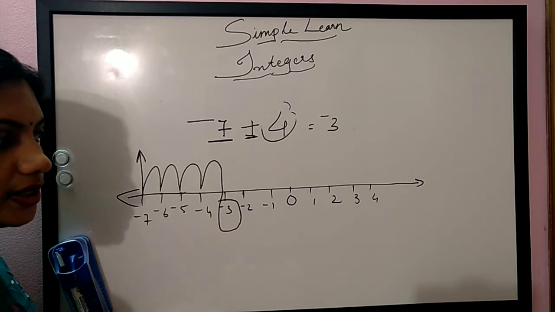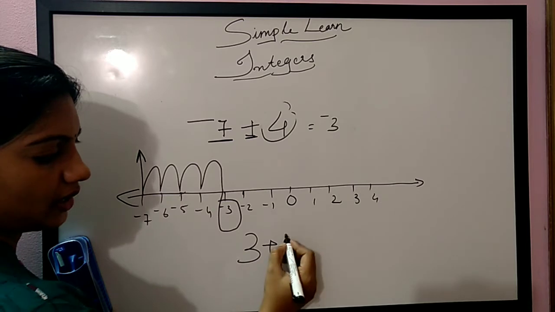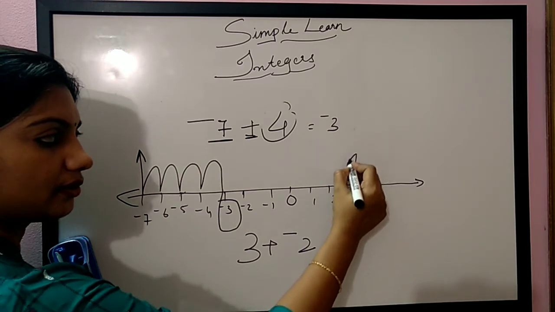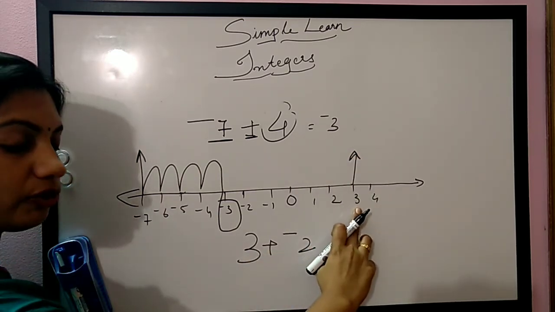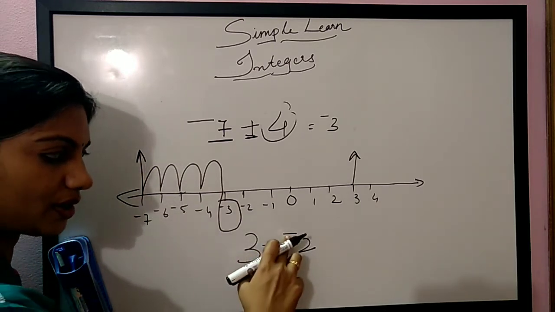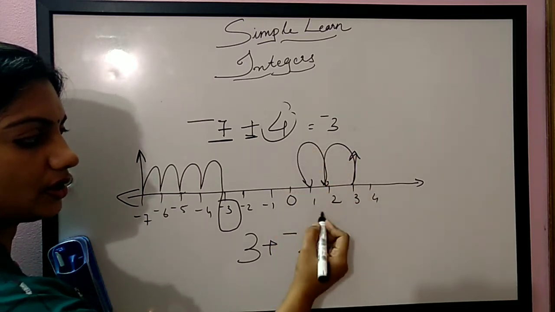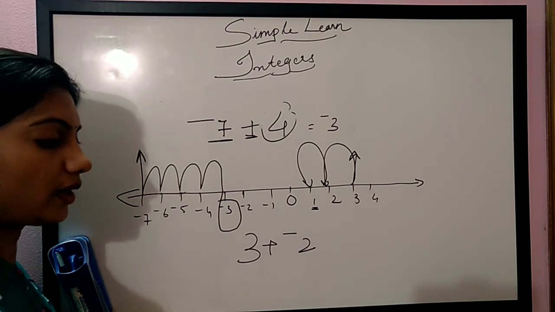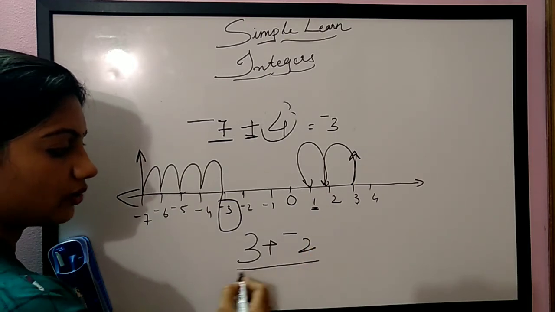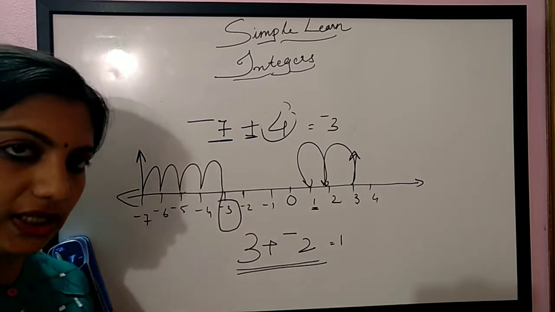Okay. Next, if you have 3 plus negative 2, you are standing at 3. You have to move 2 steps. Where should you move? You should move to the left because it is negative. You should move 2 times left. Where are you now? It's 1. So when you move 2 times to the left of 3, it is 1. That is called 3 plus minus 2 is equal to 1. So this is how we do addition.